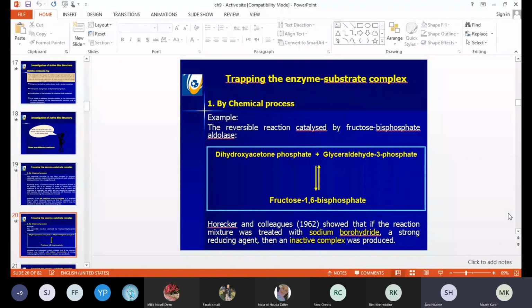This is one of the reactions that you will see in gluconeogenesis or in glycolysis. You will see it later in metabolism. The main importance now is to see how we can trap the ES complex. Okay. Researchers showed that if the reaction mixture, meaning the substrate, is treated with sodium borohydride, it's a strong reducing agent. This will help to form an inactive complex that we can isolate.